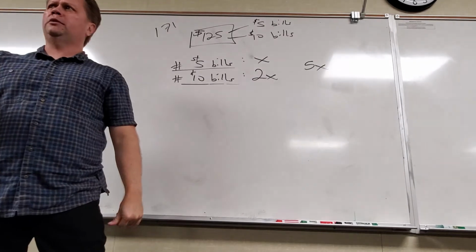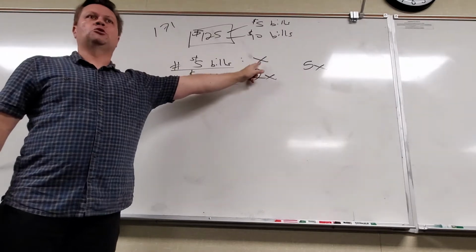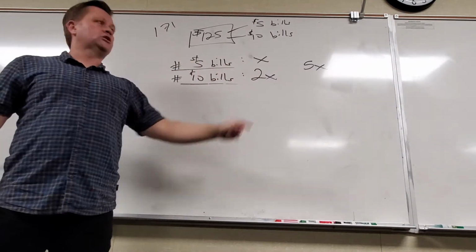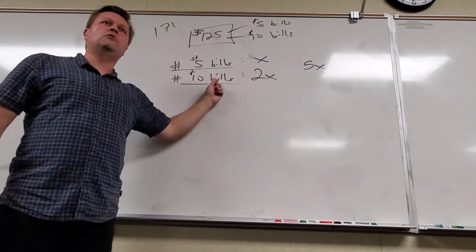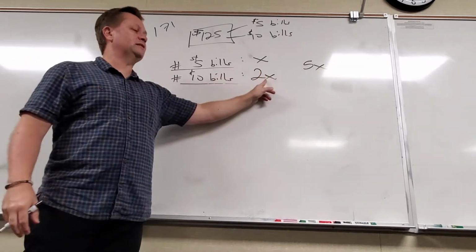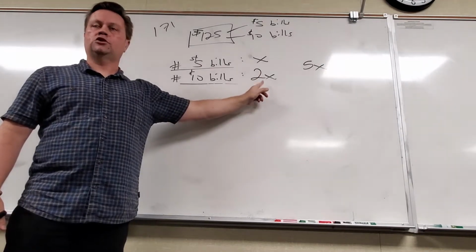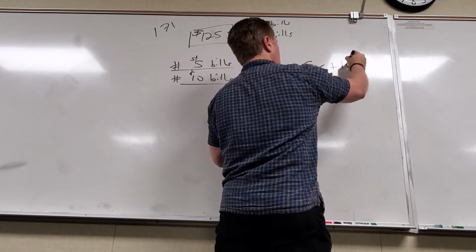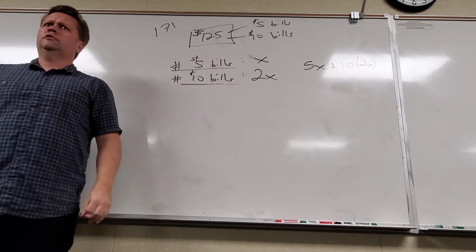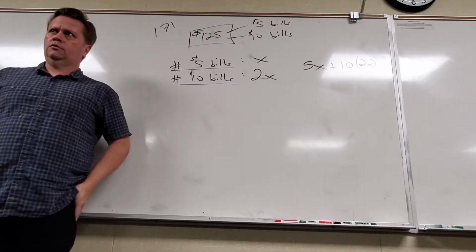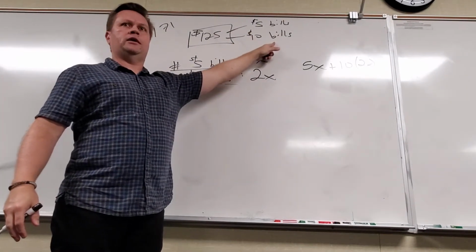Every single $5 bill gives you $5. How many $5 bills do we have? X of them. So how much total money do I get from that? 5x. How much money do I get from each of these? They're all what kind of bills? $10 bills. So each gives me $10, and there's how many of them? 2x. So I get 10 times 2x. And then how much total money do I have? Yeah, so the total amount of money is equal to the amount of money I get from these guys plus the amount of money I get from these guys.